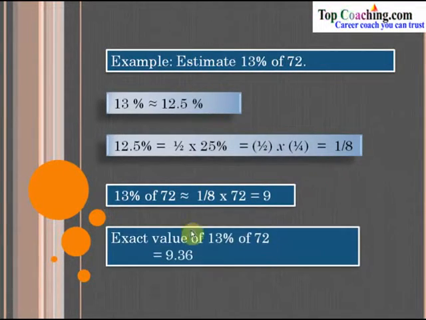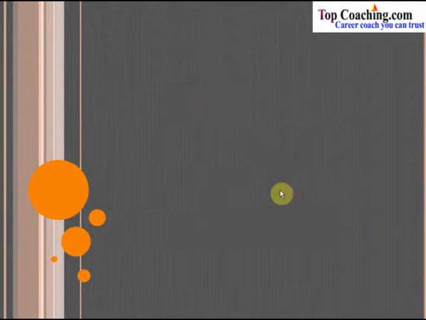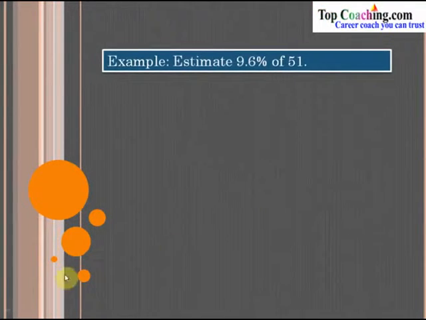Now if we use a calculator and find the exact value, that would be 9.36, which is pretty much close to 9. So using estimation, we can find the approximate values of percentages. Let's see one more example based on estimation. Estimate 9.6% of 51. So we have to estimate 9.6% of 51.